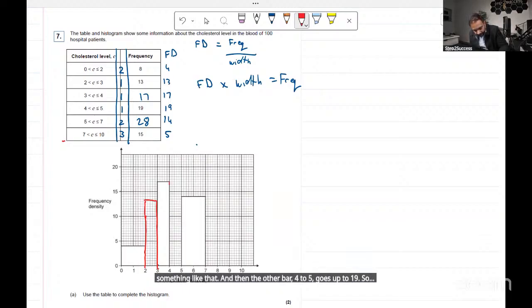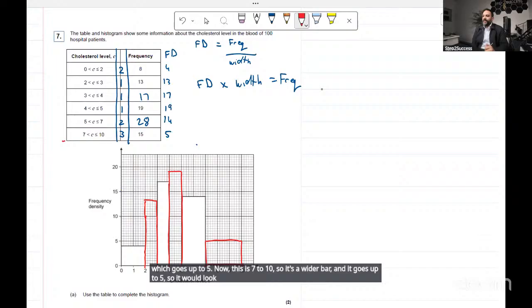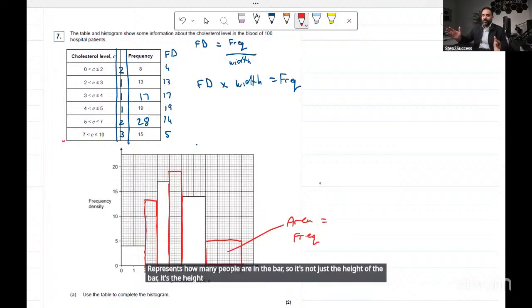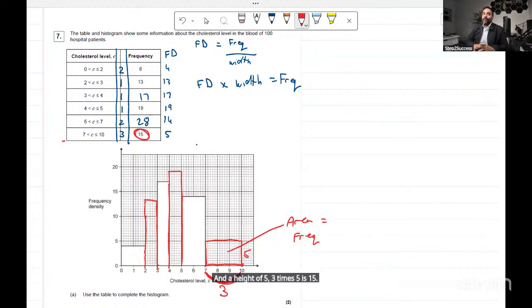Something like that. And still another bar, 7 to 10, which goes up to 5. Now, this is 7 to 10, so it's a wider bar, and it goes up to 5, so it would look like that. The thing about histograms is that the area of the bar represents how many people are in the bar. So it's not just the height of the bar, it's the height times the width of the bar. So if you take the width of here, it is a width of 3 and a height of 5. 3 times 5 is 15. And so that area is telling me how many people are in that group.